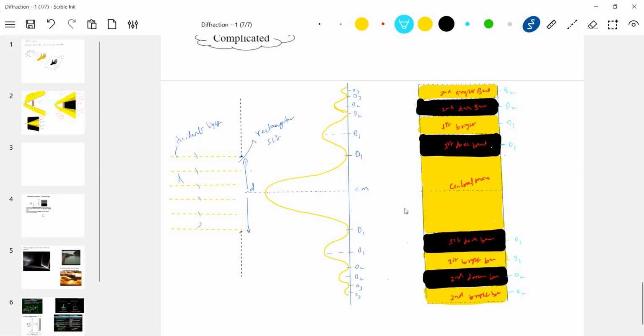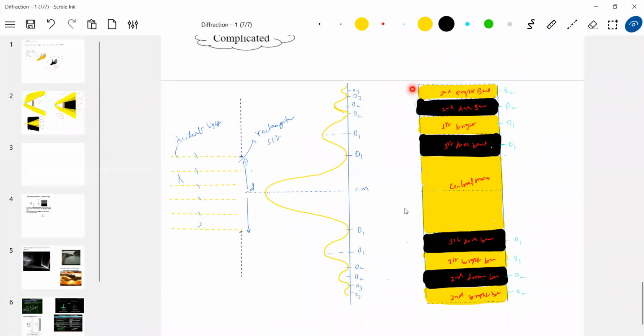But the intensity of the bright bands keeps on decreasing. So if you look at the intensity at B1 and B2, the intensity at B2 will be less than B1. You are able to see this? The intensity keeps on decreasing. And what about the width? The intensity of all bright and dark bands will be different.